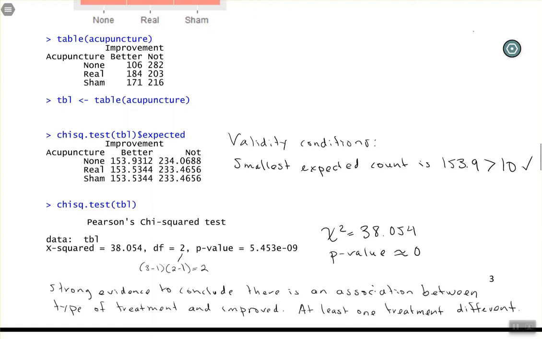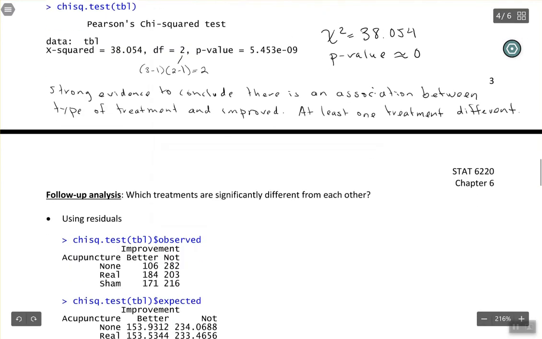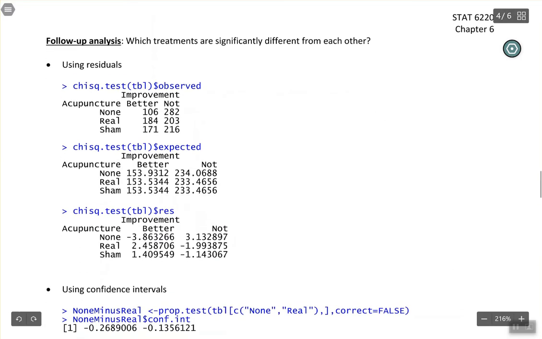In the last video, we did a chi-squared test to compare the probability of improvement for real acupuncture, sham acupuncture, and non-acupuncture treatment. We ended up with a really small p-value, which means we have strong evidence to conclude that at least one of those treatments is different. So what we're going to do now is a follow-up to try to figure out which of those treatments are significantly different from each other.